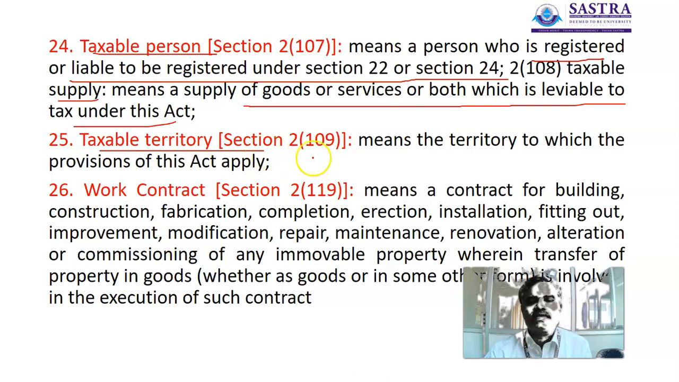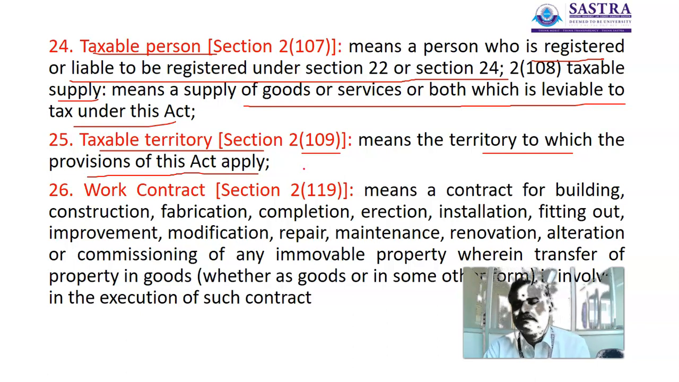Taxable territory, section 2(109), means the territory to which the provisions of this Act apply. Territory means the place, the taxable place, where you are doing business. This is called territory.